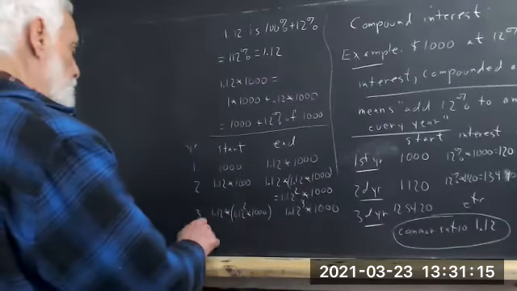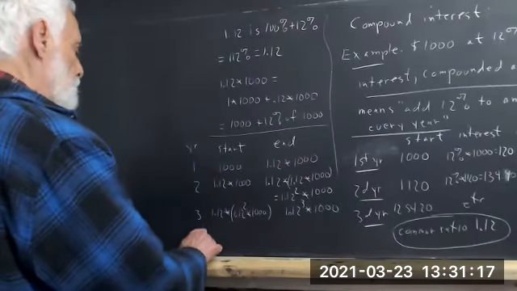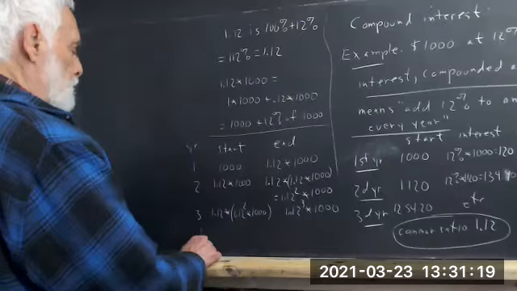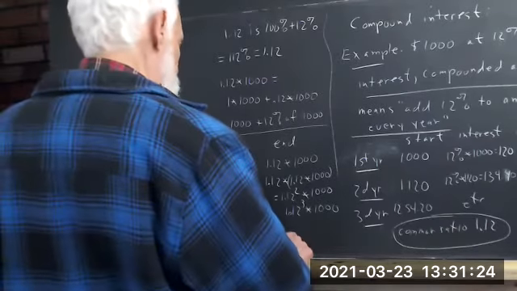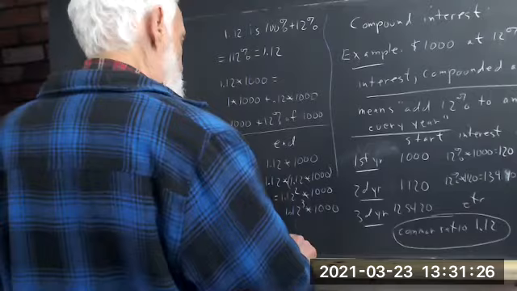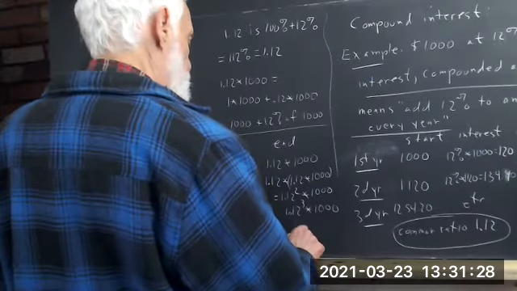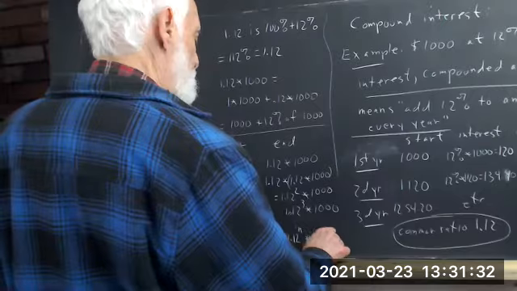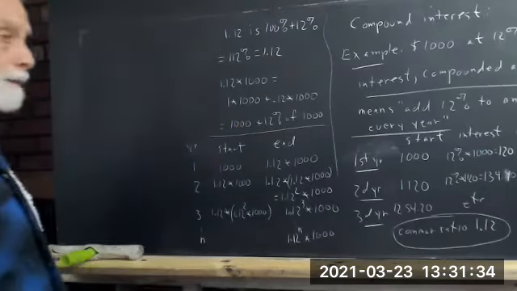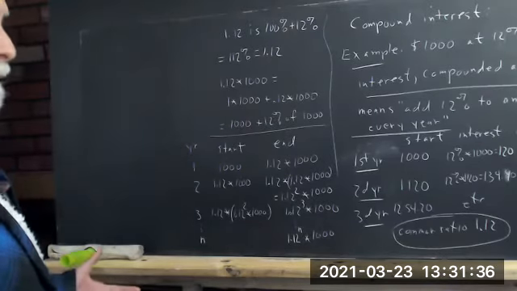And clearly, this can go on to any number of years. So in n years, you're going to end up with 1.12 to the n times 1,000. There we have it.